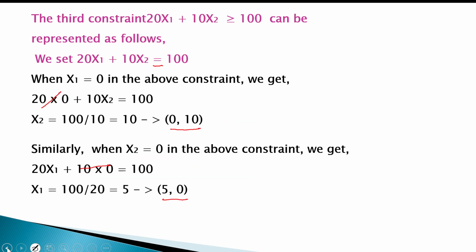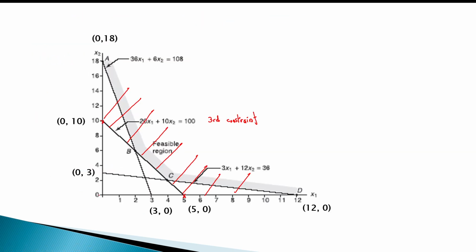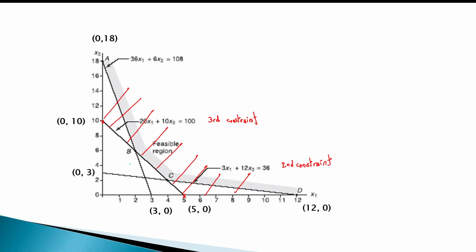Okay, later on we look back. The second constraint, where are the corner points there? (0, 3) and (12, 0). So this is the second constraint. The second constraint is also greater than. Let me change the color to blue. The region greater than this, and also everything greater than this, in the upper part.